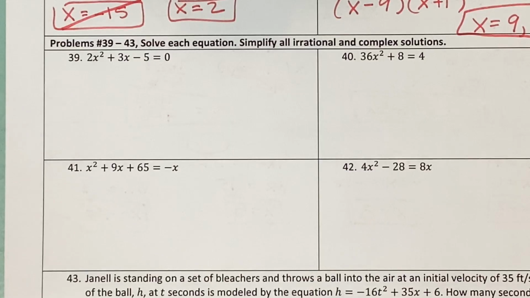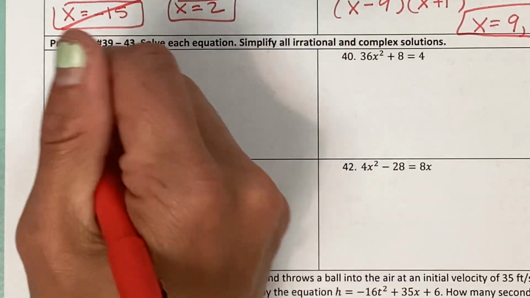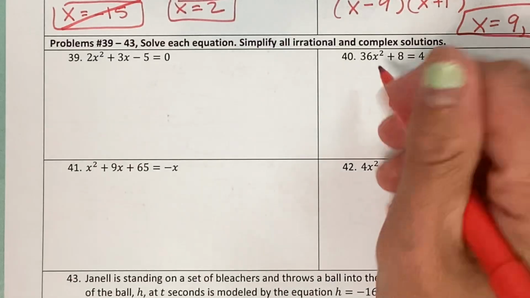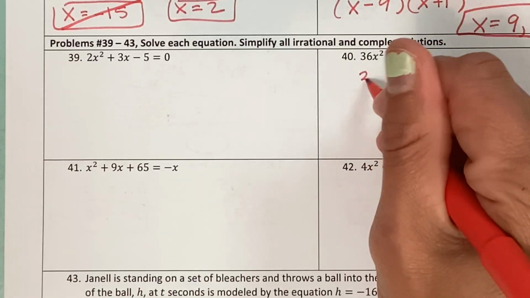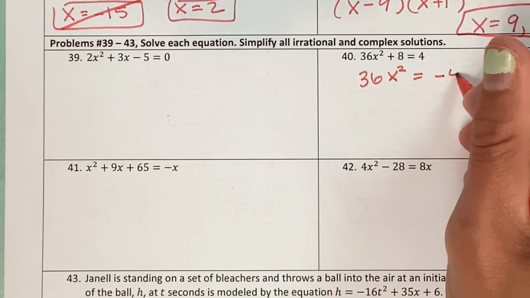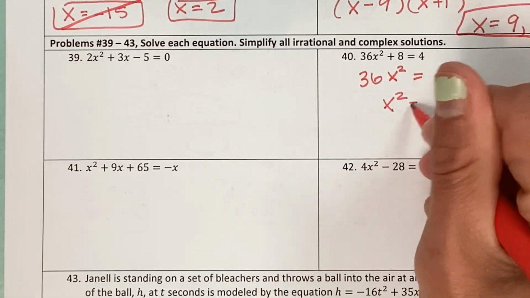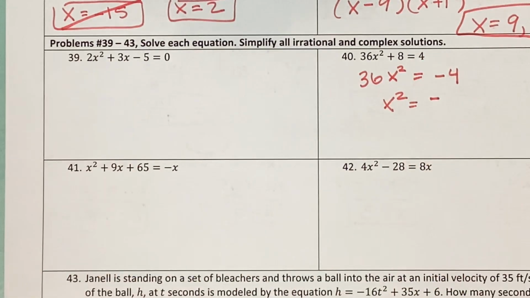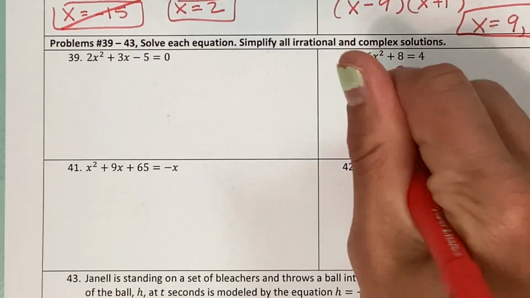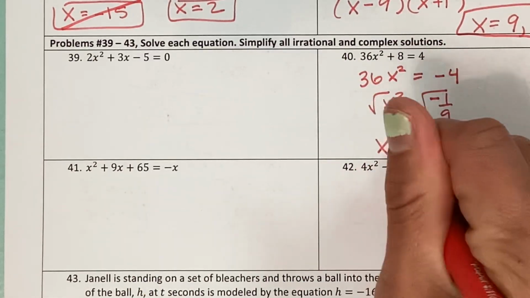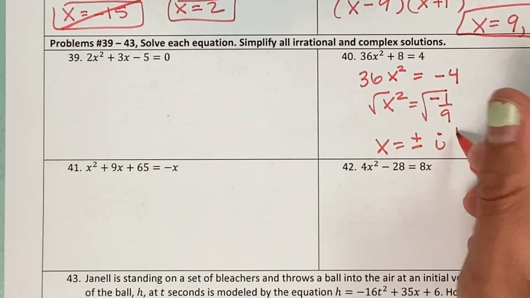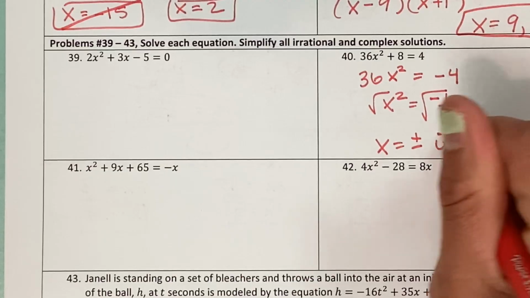All right, I've got some quadratics here. I think that's quadratic formula. I'm going to save that one. This one just has the x squared. So I'm going to minus 8 first, and I get negative 4. Divide by 36, and I get negative 1 over 9. And then square root. Every time you square a root, you got to put a plus or minus. The i is going to come out. The square root of 1 is 1. The square root of 9 is 3.